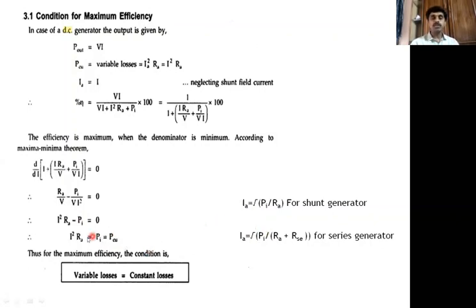So from this expression, we can write Ia is equal to root of Pi by Ra. That means constant loss divided by armature resistance for a shunt generator, because in a shunt generator, if you neglect Ish, Ia is equal to I. If you take a series generator, Ia is equal to root of Pi by (Ra plus Rsg).